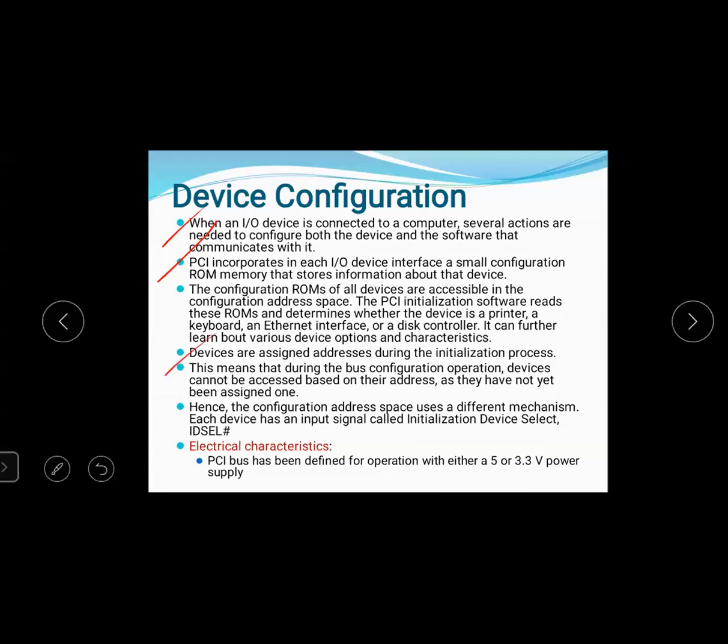Devices are addressed during the initialization process. For all the devices, we have to give an address to each device before initializing the process. The PCI bus is operated with a 5 volt or 3.3 volt power supply. To operate the PCI bus, we have a 5 volt supply or a 3.3 volt power supply.